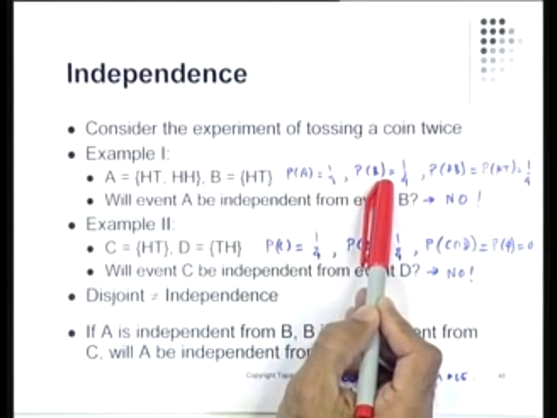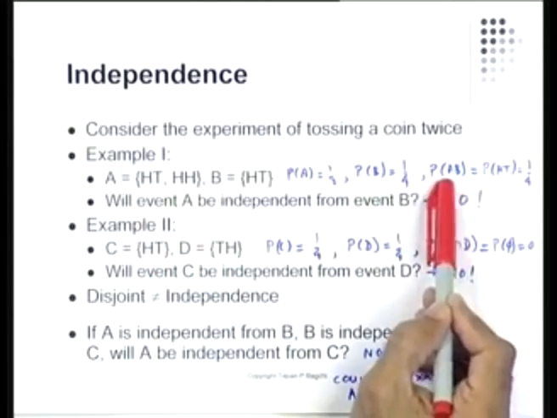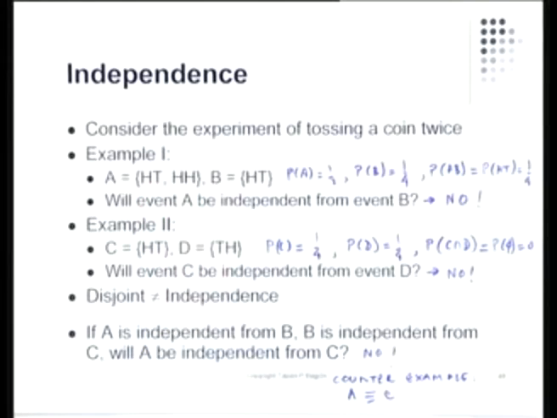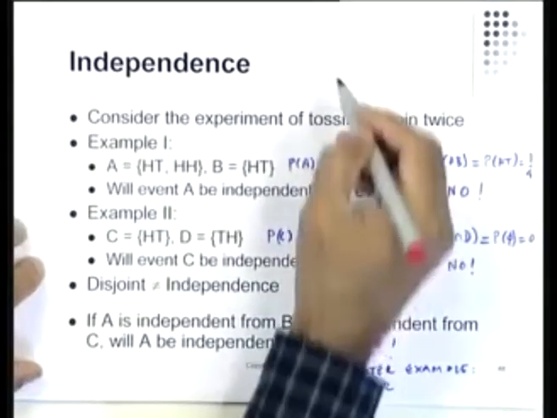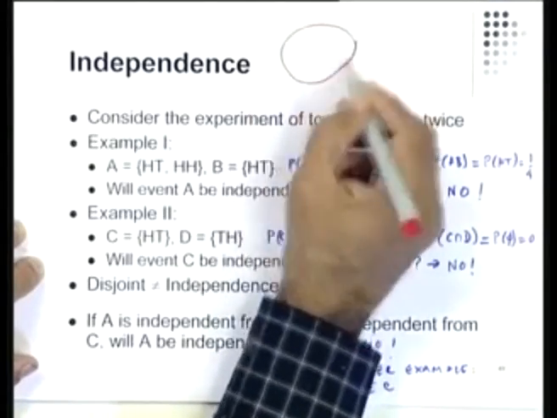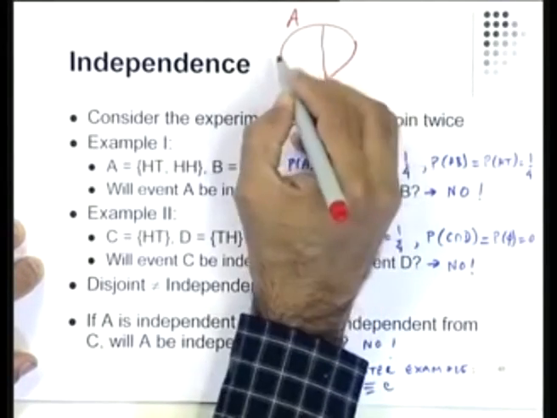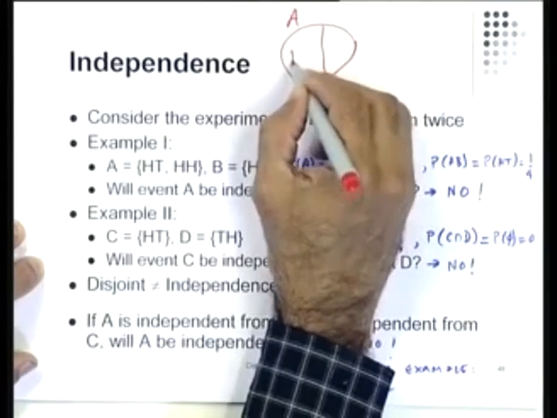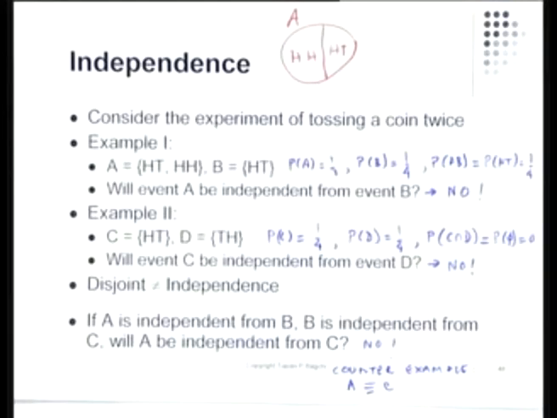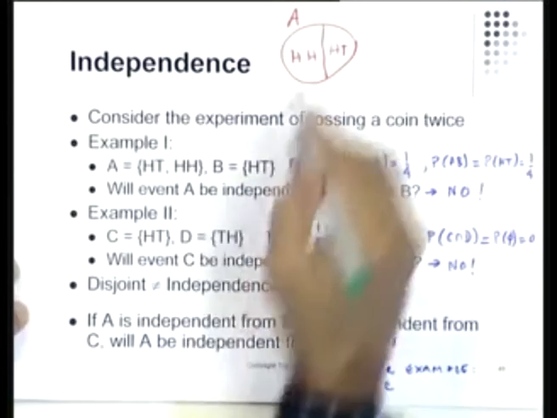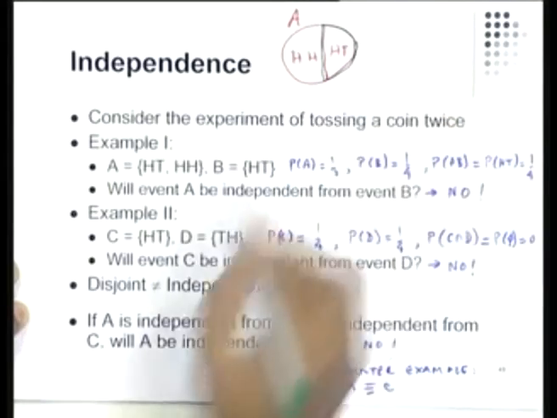Now I've got P(A) and P(B). What is the chance of my P(AB)? P(AB) is when A has occurred and also B has occurred. It's a very funny situation. I have A here, and A consists of two things, HH and HT. And guess what B consists of? B consists of this part. This is B.